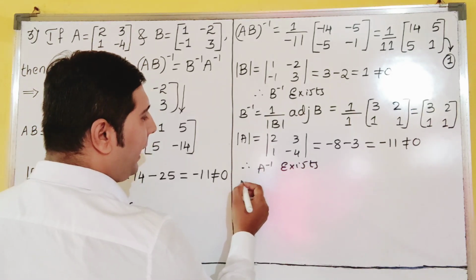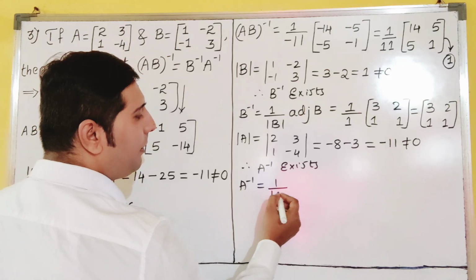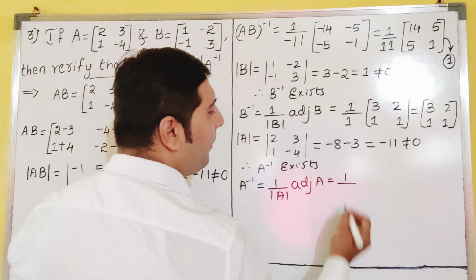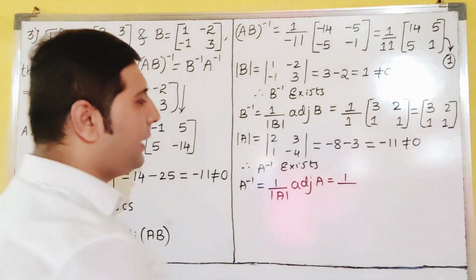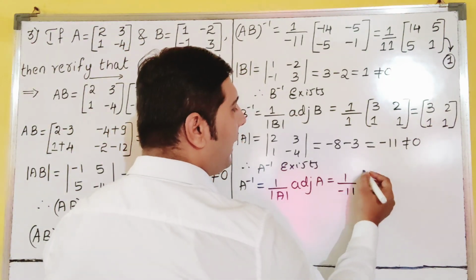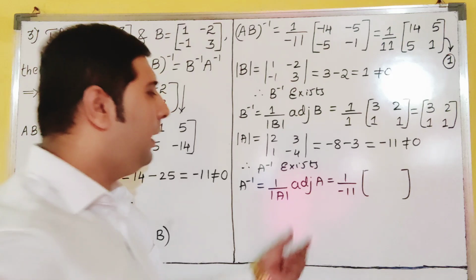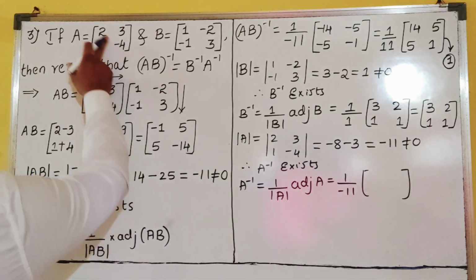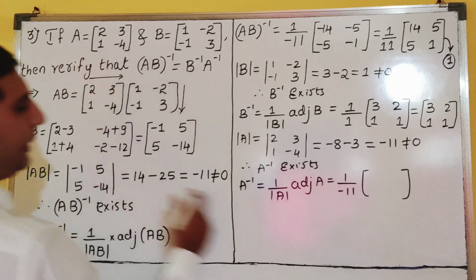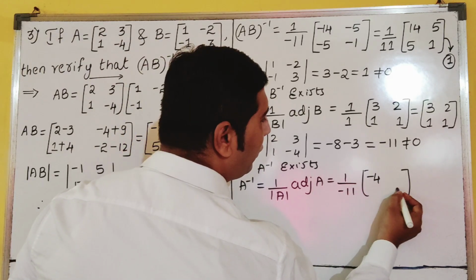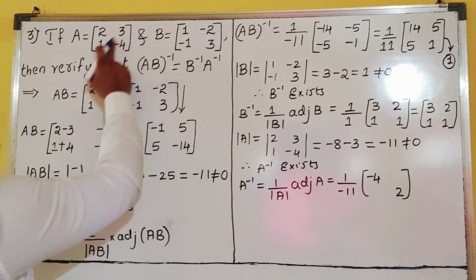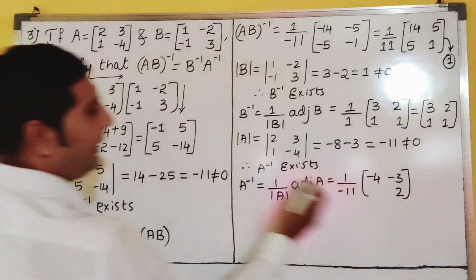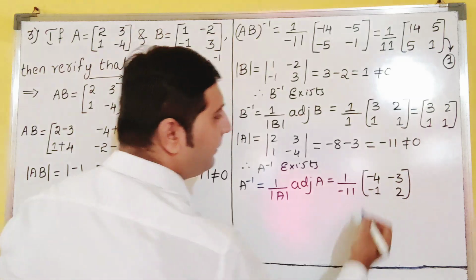A inverse exists. A inverse is equal to 1 by determinant A into adjoint of A. 1 by determinant A is minus 1 by 11. Adjoint of A, how to find? Again interchange: 2 and minus 4 interchange, we will get minus 4, 2. And change the sign: that is minus 3 and here minus 1, dear students. Clear?